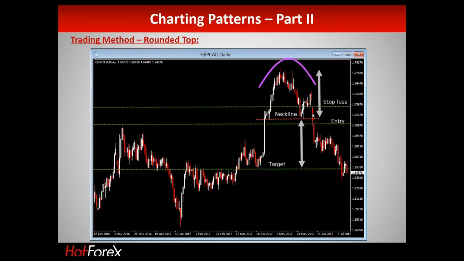So since I confirmed that the neckline was becoming a good resistance level, I set my stop loss above my neckline, and I chose this area over here because it was hit too many times, and the pair didn't manage to go up to that high for like 1, 2, 3, 4, 5.